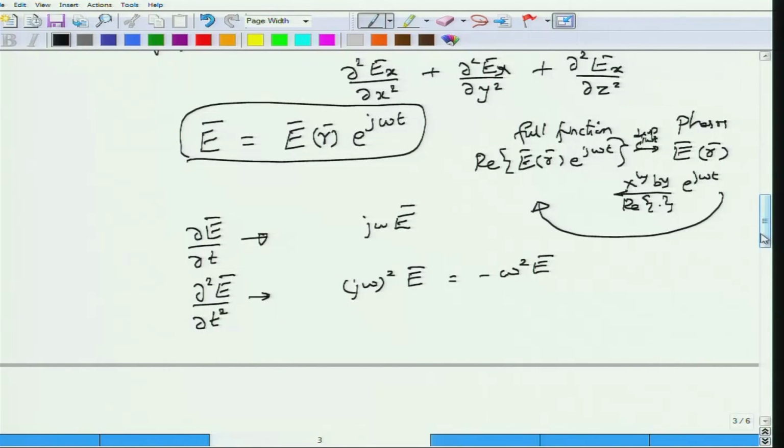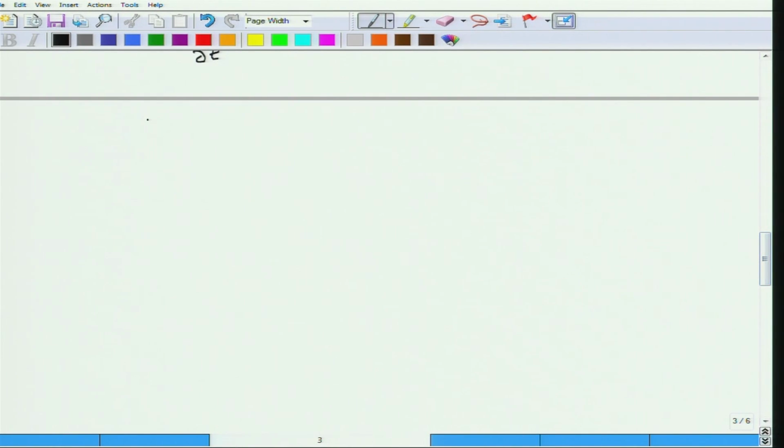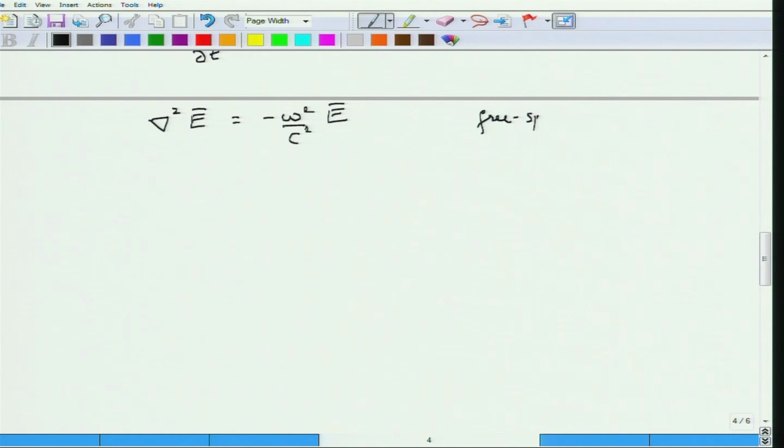So I can substitute this into the wave equation so as to write del square E is equal to minus omega square by c square times the electric field E. This is for free space, for which mu 0 and epsilon 0 were there. If it is not free space, then you would actually have epsilon r here, c square is still down, because epsilon is epsilon 0 into epsilon r, but mu 0 into epsilon 0 is actually 1 by c square. So I get omega square epsilon r by c square. This is for a dielectric with epsilon r greater than 1.